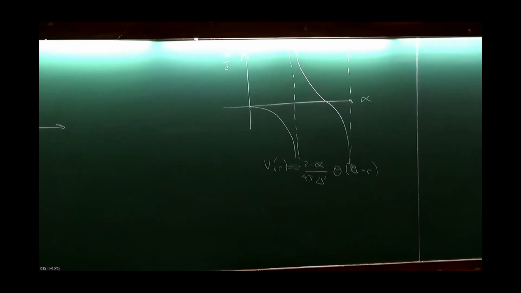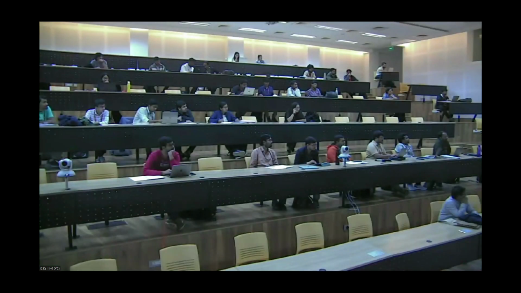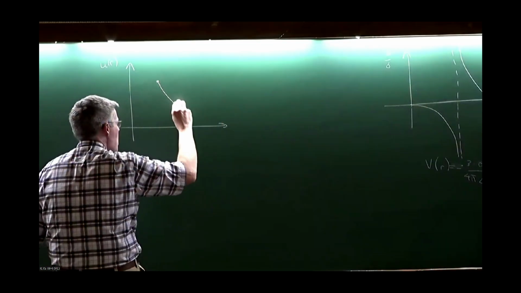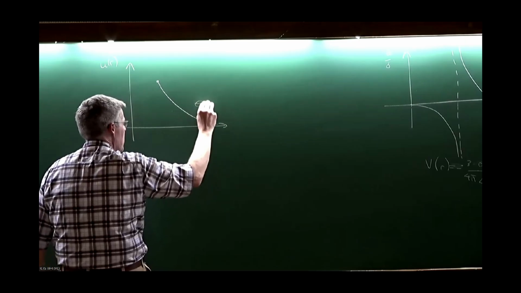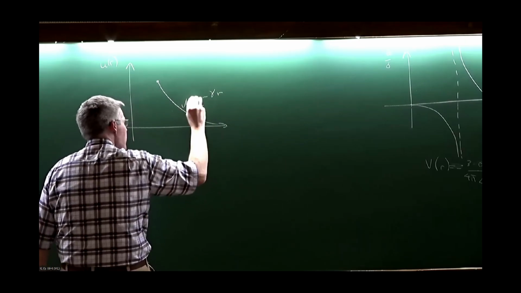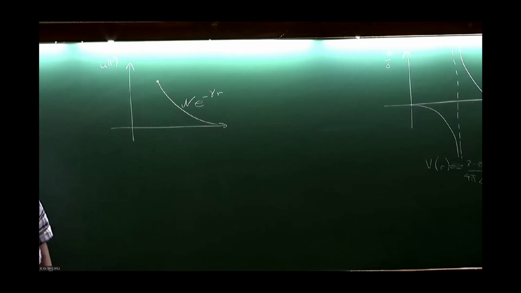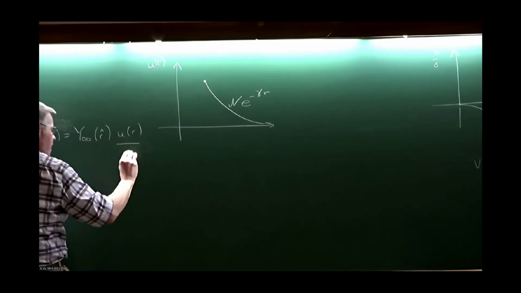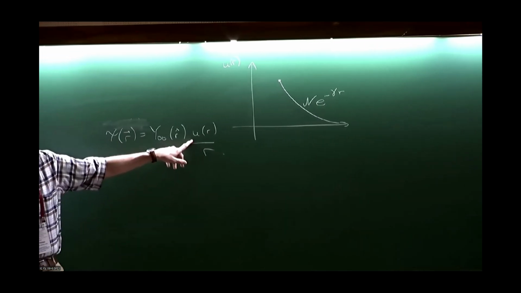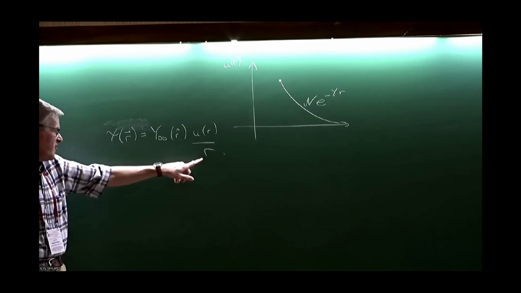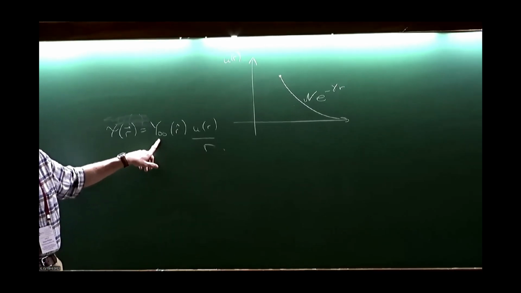So let's talk about the reduced radial wave function. Here I have my normalization factor times my bound state. Let's do it this way. So this is this thing. It's related to the full wave function by a factor of r and a factor of root 4 pi.